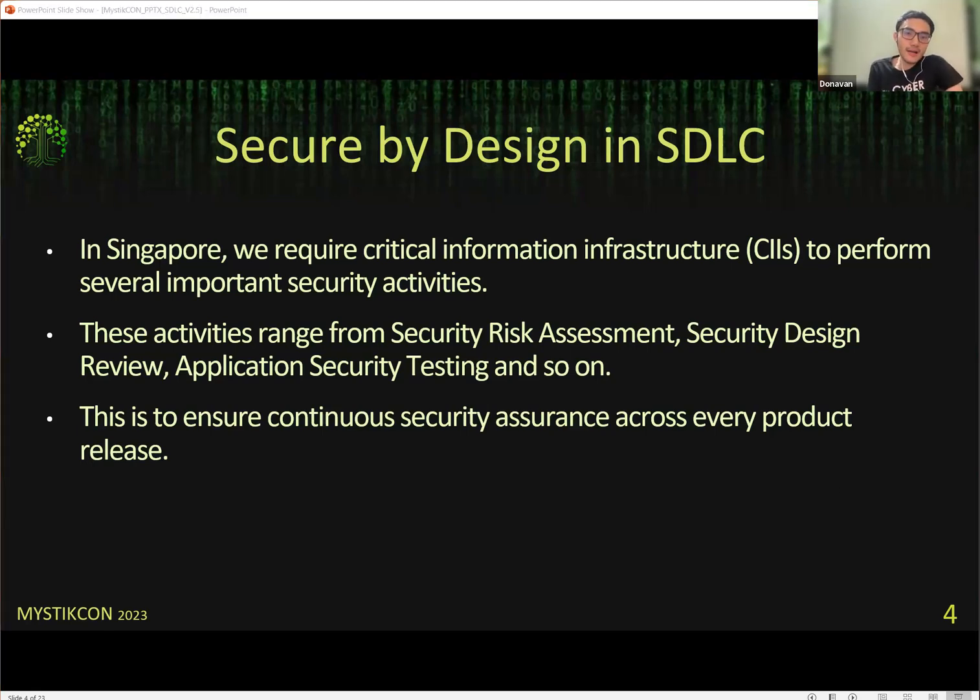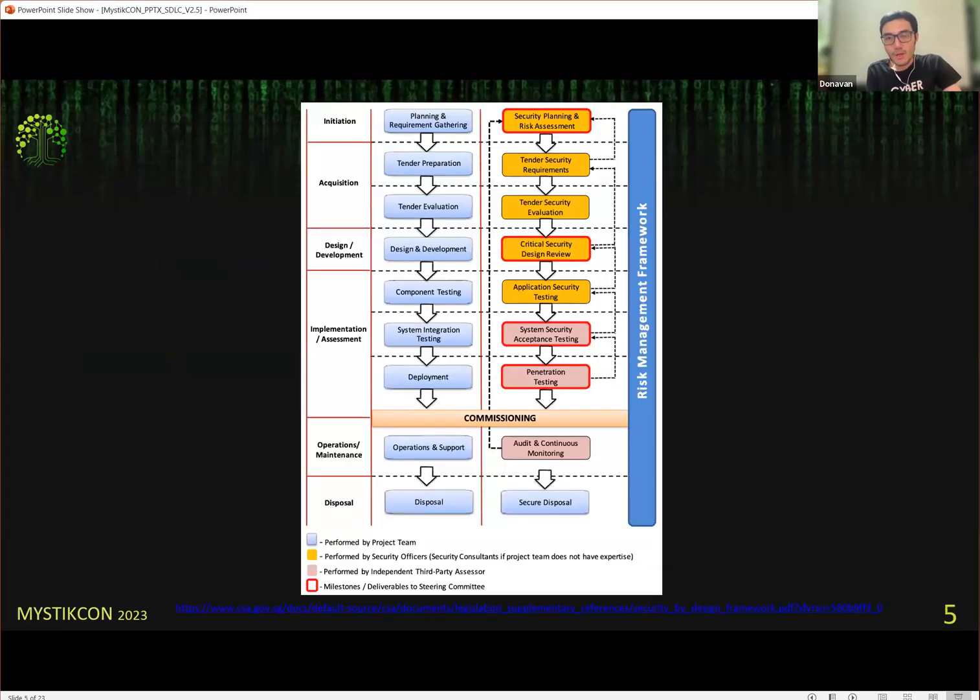So if you see the next slide, you will notice that we have the SDLC. As I said, they can come in slightly different names on the left-hand column, but the idea is the same, right? You get some requirements, you plan, you acquire, then you do design, development work, implementation, assessment. And you notice that on the rightmost side, there's something called a risk management framework, right?